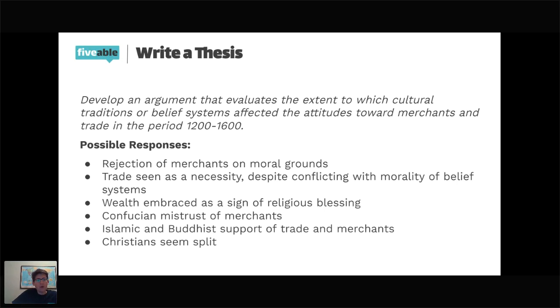So let's go back to our prompt: develop an argument that evaluates the extent to which cultural traditions or belief systems affected attitudes towards merchants and trade in the period 1200 to 1600. And I have a lot of different possible responses: rejection of merchants on moral grounds, trade as a necessity, despite some possible moral qualms, the embracing of wealth as a sign of religious blessing, and then a few others. But I'm really going to stick to those first 3 because those really stood out to me. If we're evaluating the extent to which these belief systems affected attitudes, I think comparing this spectrum is the way I want to go in this one.